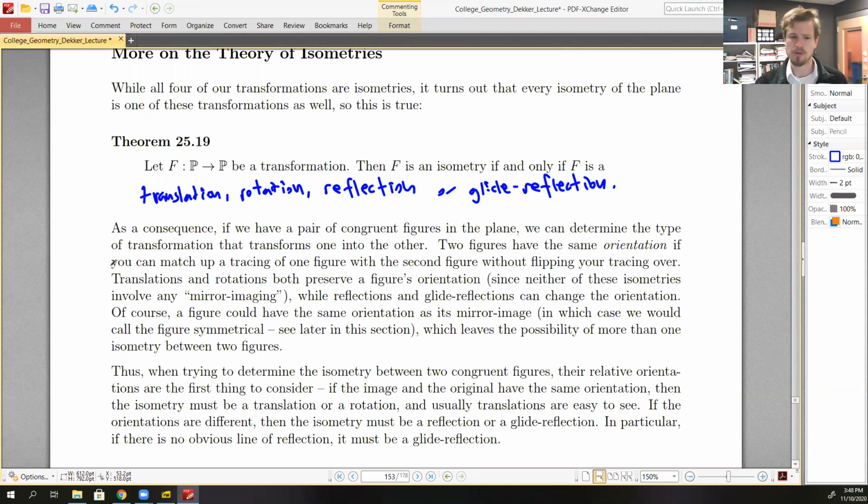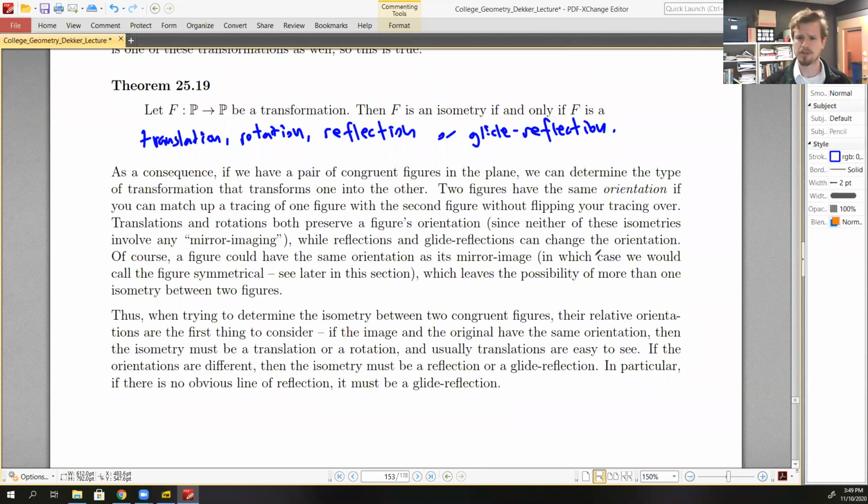So an idea here that we want to revisit is orientation. We have that translation and rotation preserve orientation of a geometric figure, while reflection and glide reflection do not preserve the orientation. So if we want to consider how two geometric figures are congruent, right, which of these transformations map one to the other, if the orientation is preserved, we know it has to be a translation or rotation. Usually a translation is pretty obvious compared to a rotation. And if the orientation is not preserved, then it must be a reflection or a glide reflection. And when there's no obvious line of reflection, then it would have to be a glide reflection. So we'll take a look at this shortly.